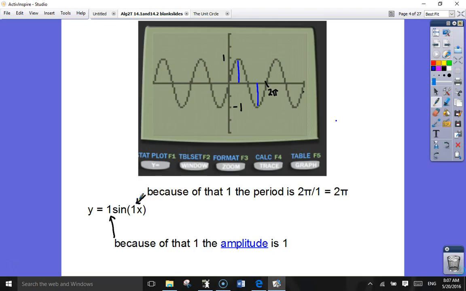The period is the length. How long does it take for this pattern to repeat itself? To go through 0 to maximum, to 0 to minimum, and back to 0 again. How long does that take? In this case, it's 2 pi divided by 1 because it's the sine of 1x. If that wasn't a 1x, if it was a 2x, it wouldn't have the same period. So you change the period, how fast it's going up and down, by putting a number in front of the x. You change the amplitude by putting a number in front of the sine.